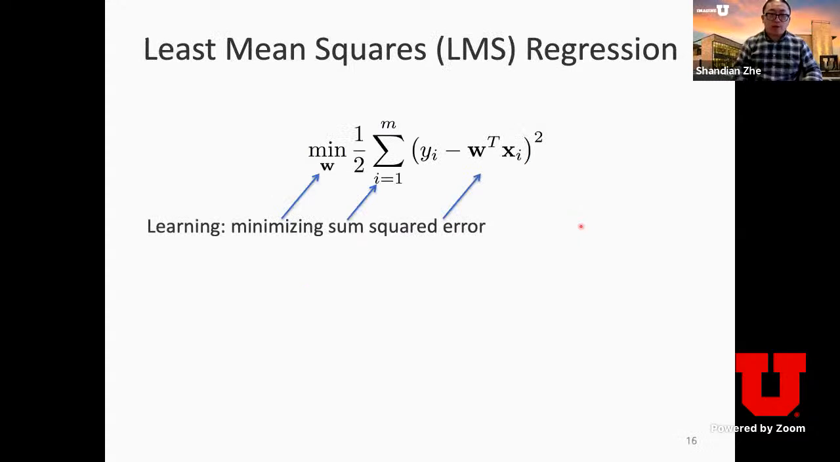Yeah, let us continue. So now our task becomes an optimization problem. We have come up with our loss function, also the objective function. Our goal is to minimize this objective function to find the optimal weight vector. But how can we do that?